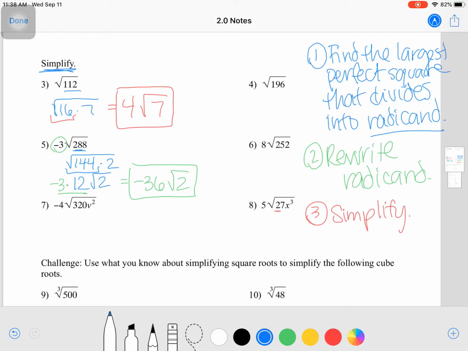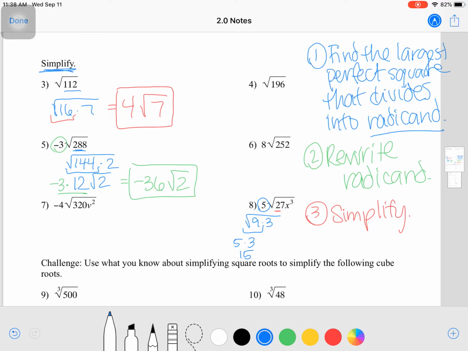What you should find, the only perfect square, in fact, that goes into 27 is going to be 9. So 27 is 9 times 3. Square root of 9 is 3. And you're going to end up multiplying that 3 by 5 because of the 5 in front of the problem, and you'll get 15.